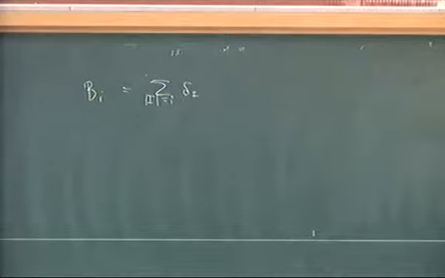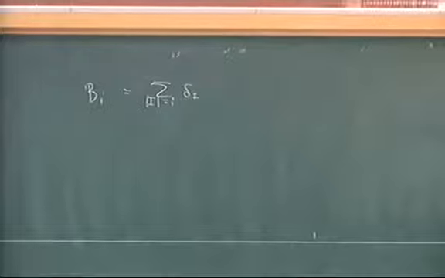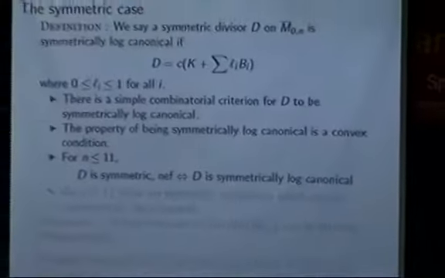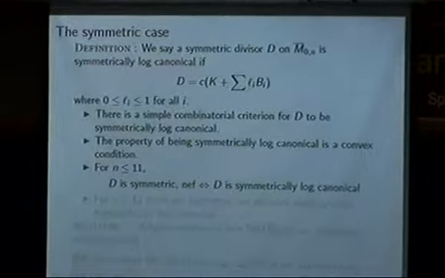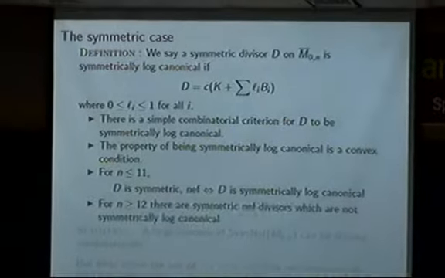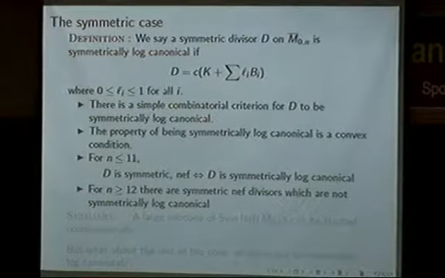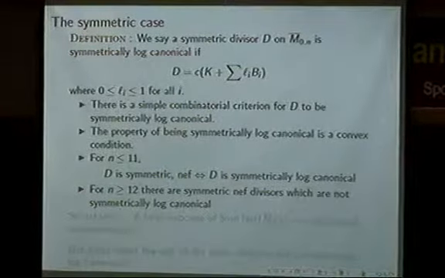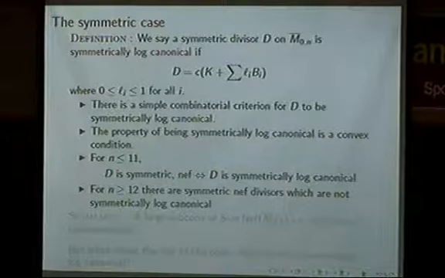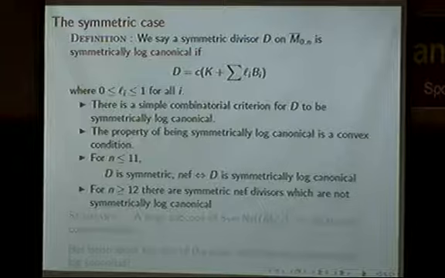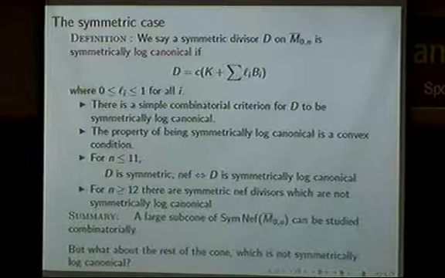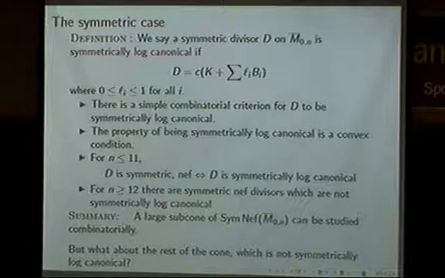And actually, the Ray theorem is very powerful in this case. For n up to 11, every symmetric Neff divisor is actually symmetrically log canonical. Unfortunately, starting with n equals 12, you can find symmetric Neff divisors which are not symmetrically log canonical. On the other hand, the Ray theorem is still very successful in these cases. For instance, for n equals 23, you can show that about 75% of the extremal rays of the Neff cone are symmetrically log canonical. Okay, so it's really fair to say that a huge subcone of the symmetric Neff cone can be studied completely combinatorially.